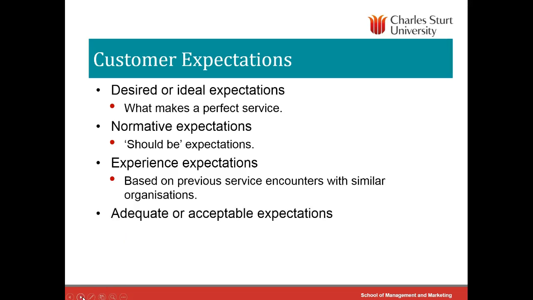There are also what we might call adequate or acceptable expectations, a minimum tolerable expectation. Minimum internet speed that I have on my plan, minimum waiting time or maximum waiting time, what I will actually put up with. And so these can also drive expectations. So a consumer can have one of these types of expectations, often very difficult for the service marketer to know which ones we're talking about.